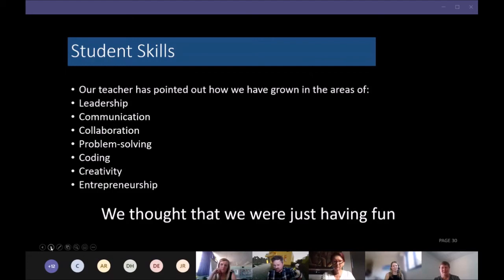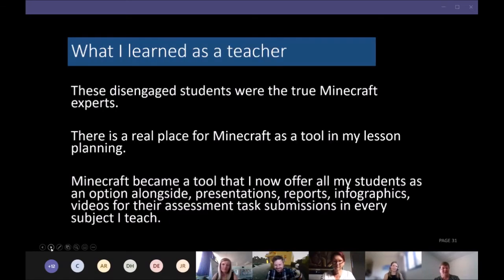I saw growth in leadership, communication, collaboration, problem solving, coding, creativity, and entrepreneurship in addition to engagement. We could pop to the next slide, please. The students, particularly those you least expect, are the experts, and they will help you navigate the world of Minecraft. Minecraft is now a go-to tool that I will incorporate at any opportunity.